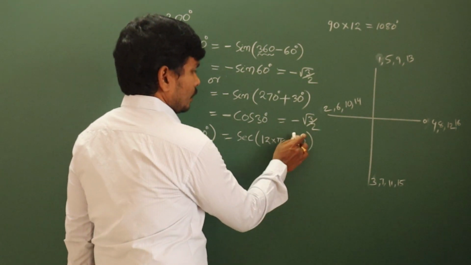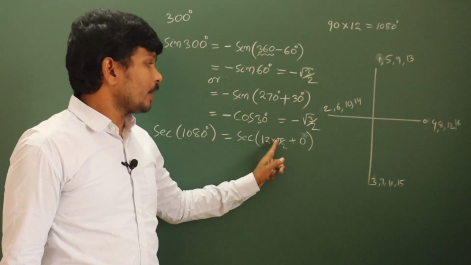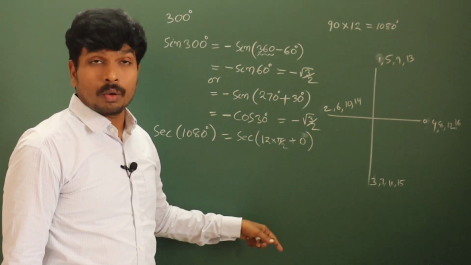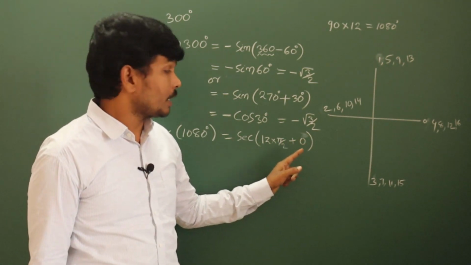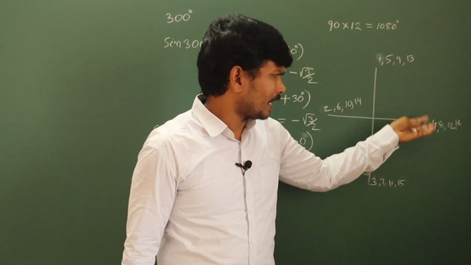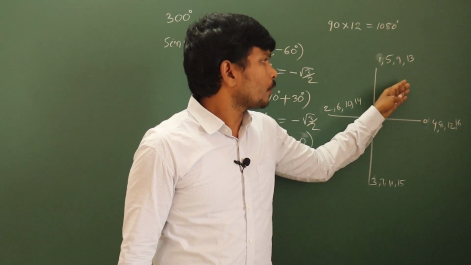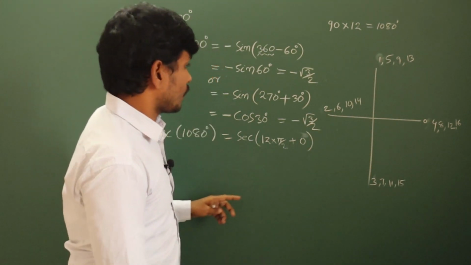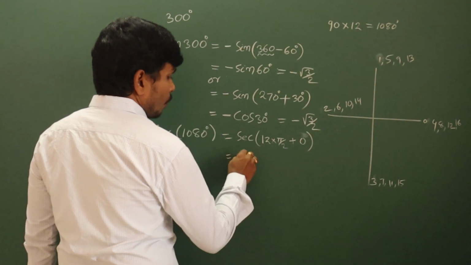In radian form you have written, no? That's why I kept it like this. 12 into 90 plus 0. So 12 90s plus 0. Here, 12 90s plus 0 means where will it be? Either above or below, no problem. If you take it above, then plus 0 you have to take. So it is in the first quadrant. In the first quadrant, secant is positive.